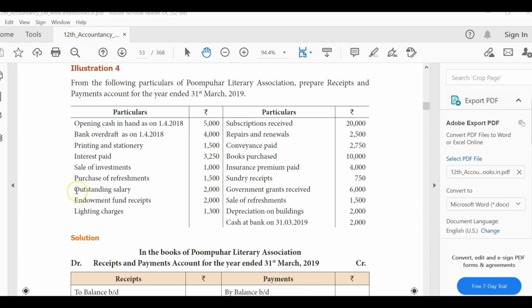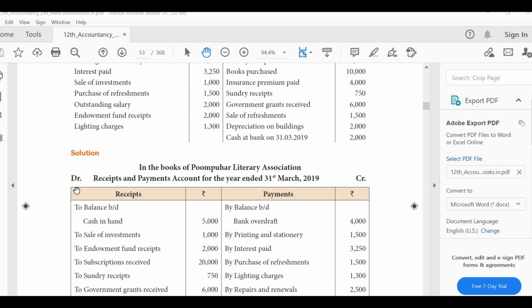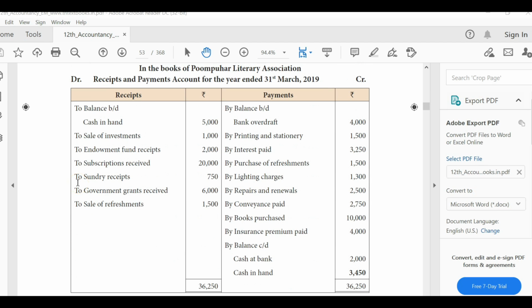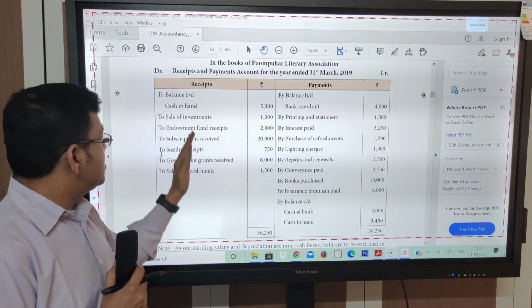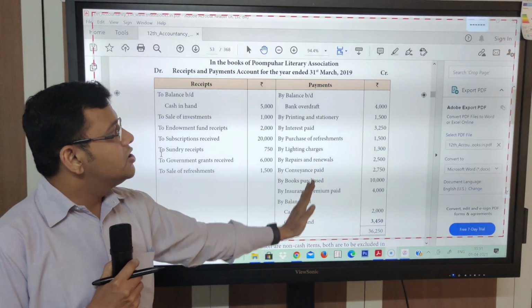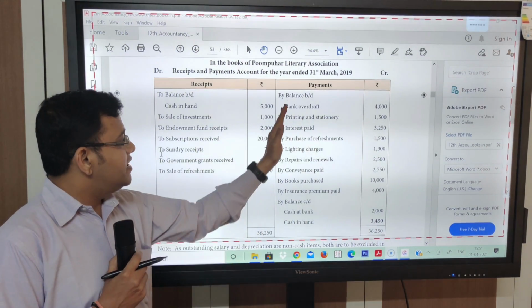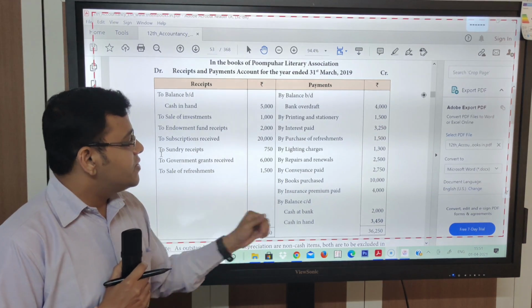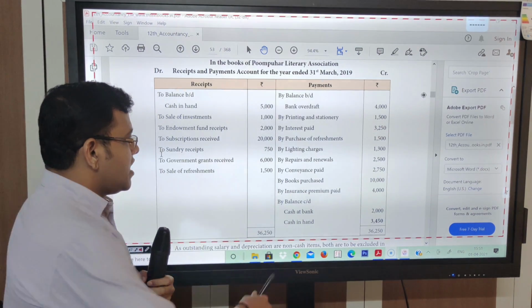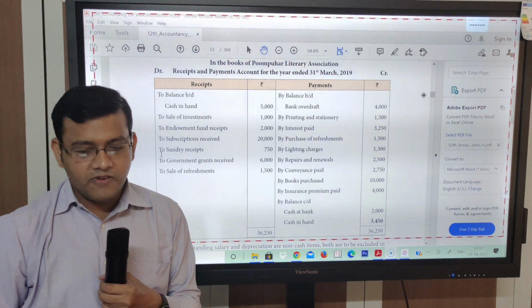The next illustration is for Pumbuhar Literary Association. Being a library, you should know what expenses pertain to a library, and based on that you are going to prepare the receipts and payments account. Same way, you have an opening balance, you have all the receipts on the debit side, all the payments which you have made will be on the credit side, and you get your closing balance of cash and bank as the balancing figure.